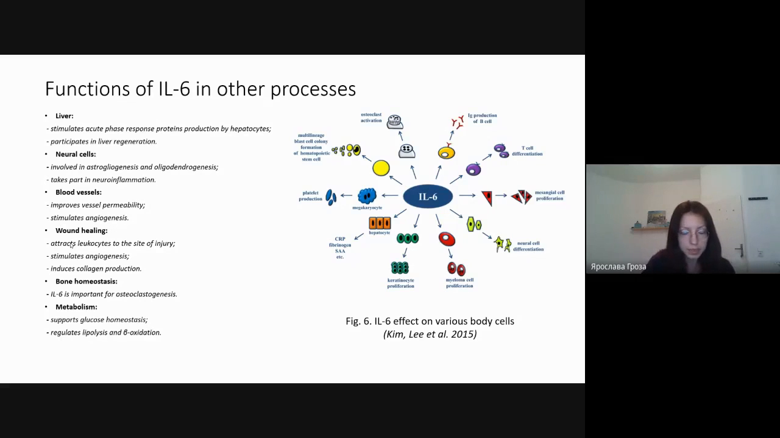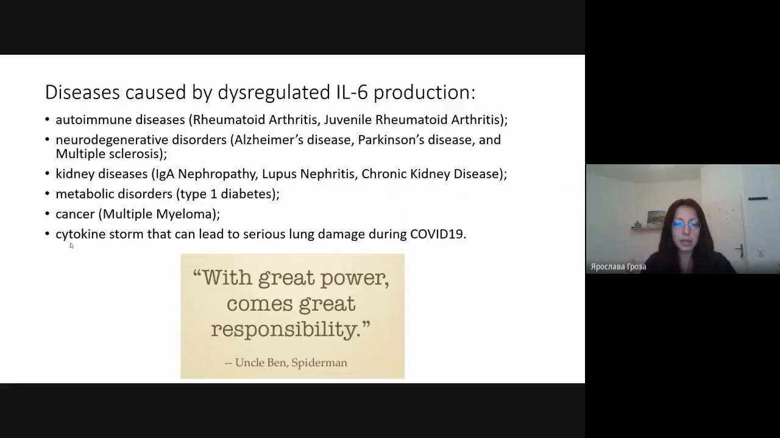As we can see, it's a very important molecule in the organism, and some dysregulations in its production can lead to many pathological states, which include autoimmune diseases, cancer, and it was also shown that interleukin-6 participates in cytokine release syndrome during COVID infection.